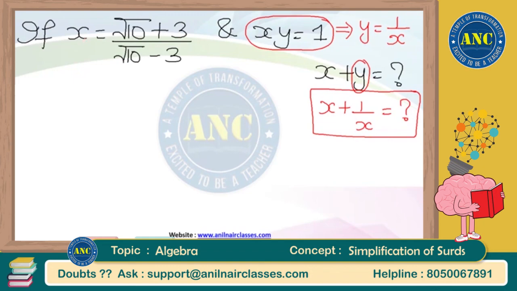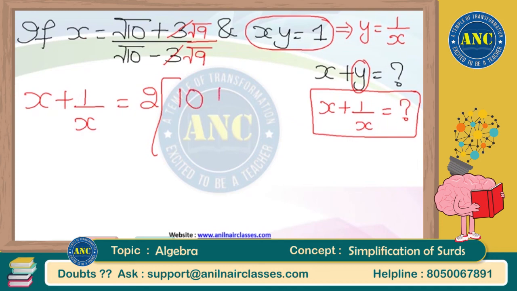That means x is equal to root a plus root b, where 3 can be written as root 9, which is nothing but root b. Again root a minus root b, root b is nothing but root 9 once again. I already know that x plus 1 by x can be directly written as 2 times the numerator, the sum of the two numerical values without the square root, over the denominator, the difference. So 10 plus 9 is 19, 19 divided by 1 is 19, 19 multiplied by 2 is 38.